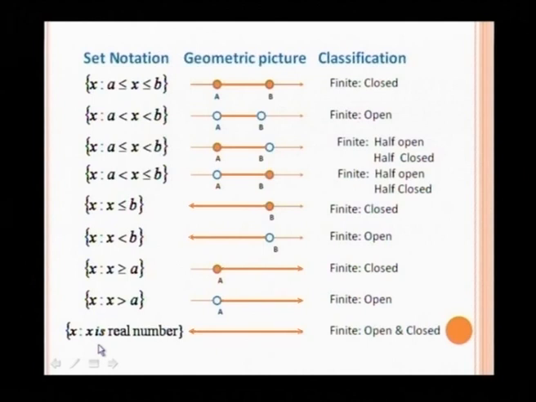As a last example, if we consider a simple real line, we write it as x such that x is a real number. Its classification would be finite and open and closed as well, where all the numbers on this real line are included.